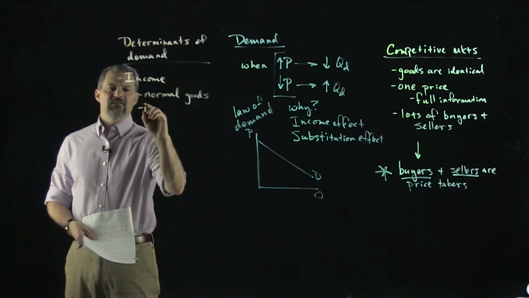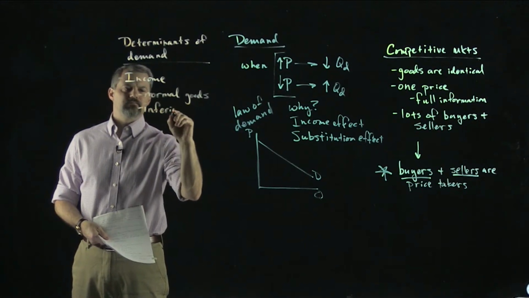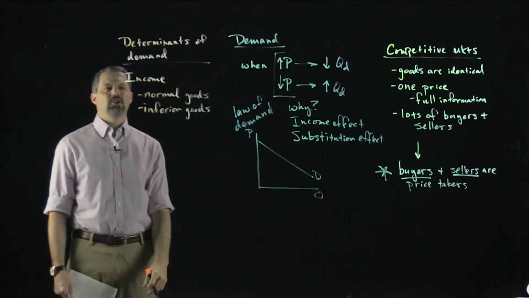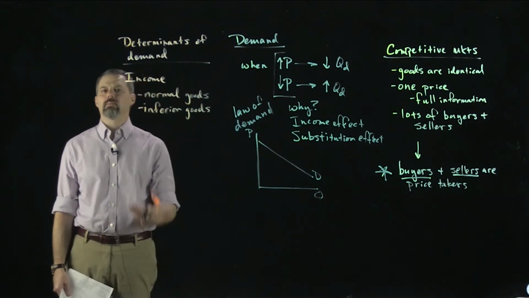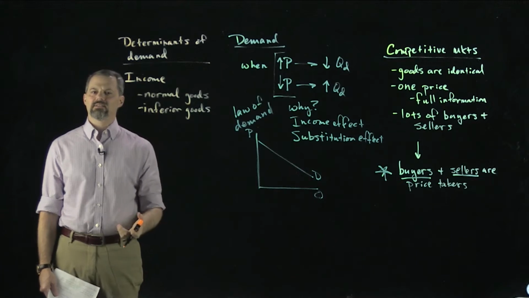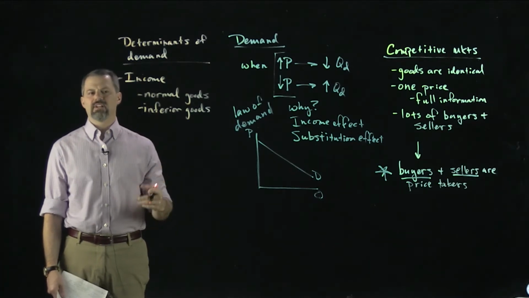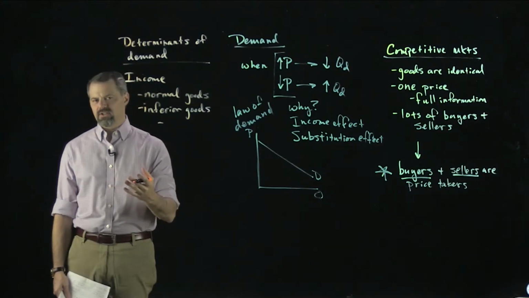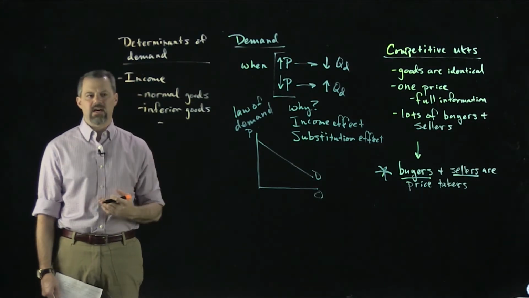We can think about inferior goods. An inferior good is a good for which when your income goes up, you tend to buy less. When your income goes down, you tend to buy more. So these are the ones that can be a little bit challenging for students because it's a little bit counterintuitive.